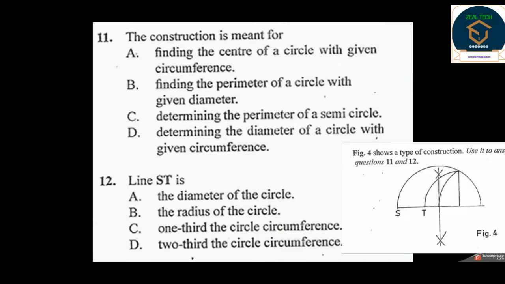Question number 12. The line ST is what? So it's the diameter in question, and the answer now is what? Diameter of the circle. The answer is A.